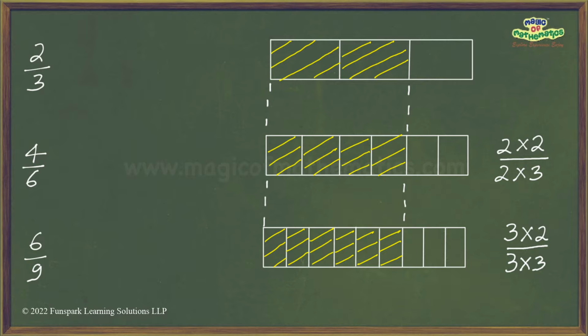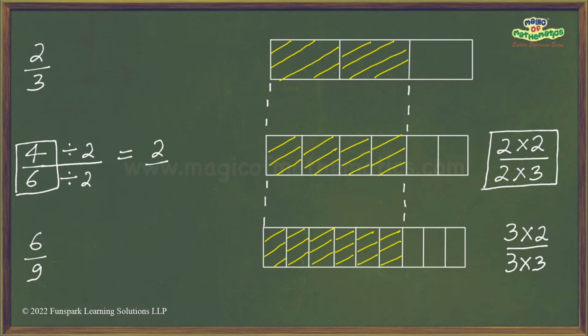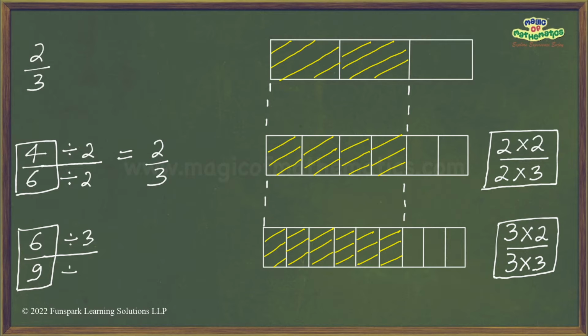Since multiplying the numerator and denominator of 2 over 3 by the same number 2 gives us the fraction 4 over 6, it is obvious that dividing the numerator and denominator of 4 over 6 by the same number 2 gives us 2 over 3. Again, multiplying the numerator and denominator of 2 over 3 by the same number 3 gives us the fraction 6 over 9. So it is obvious that dividing the numerator and denominator of 6 over 9 by the same number 3 gives us 2 over 3.